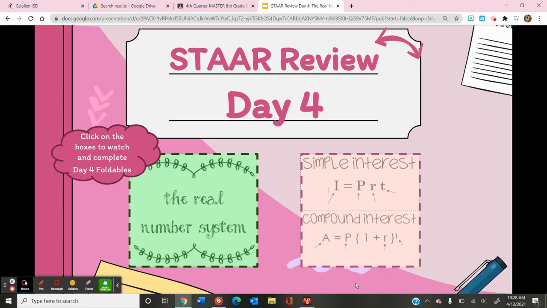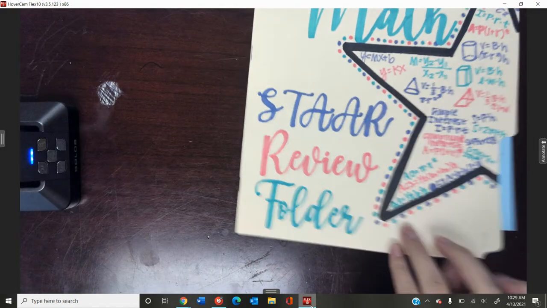So today is day 4 of your STAAR review, and in this video we're going to be discussing simple and compound interest. In a separate video we'll be discussing the real number system, but for this one we're going to be again discussing interest. So let's go ahead and look at where your foldables should be placed.